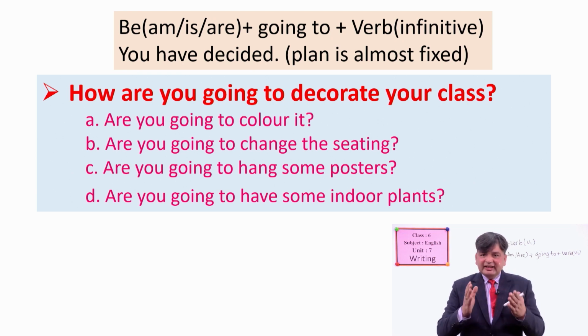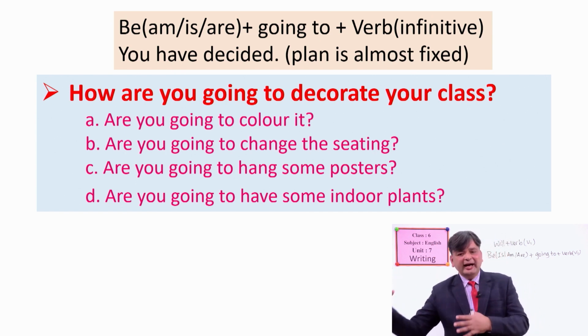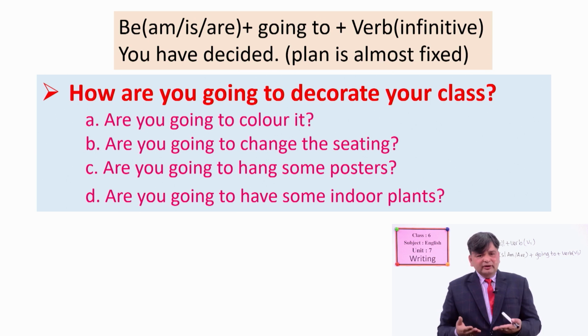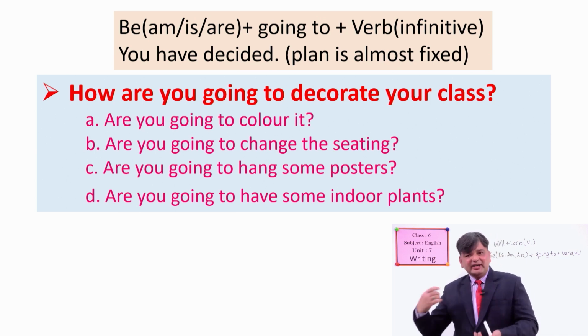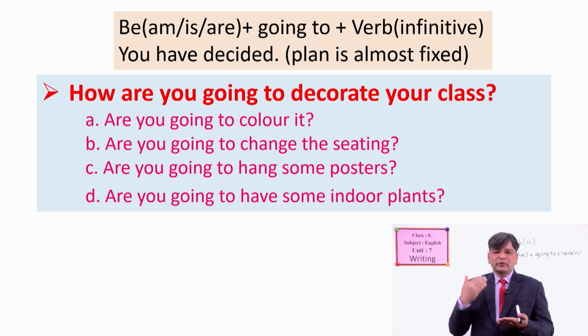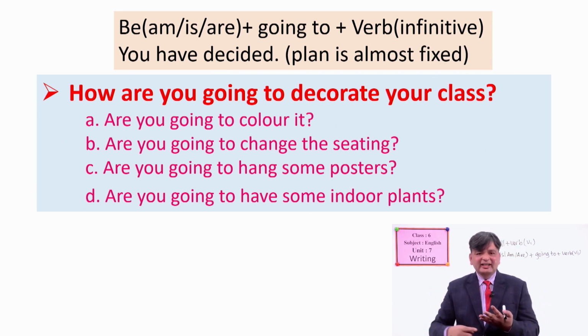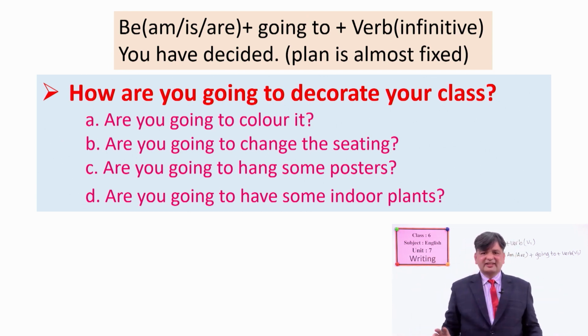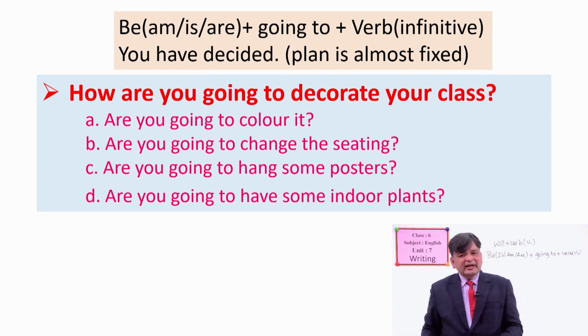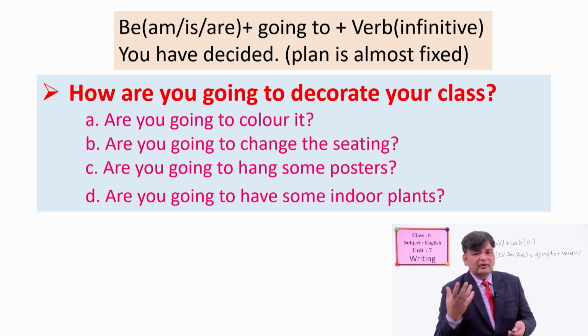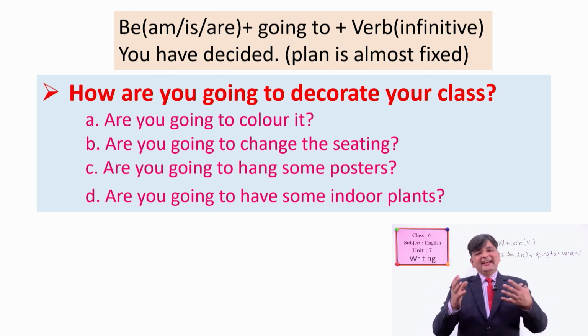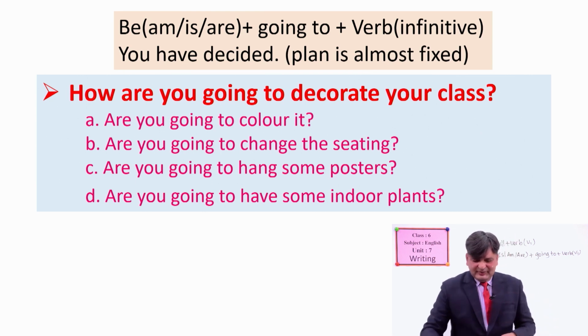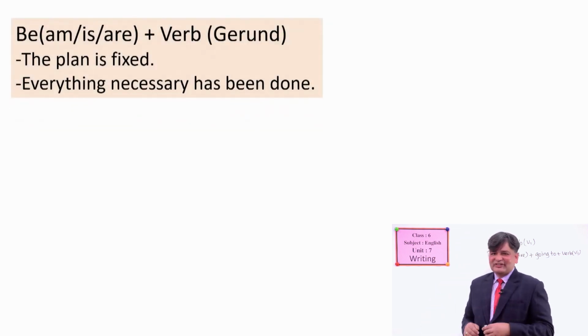And you say, express such kind of things when you have already discussed and you have decided to have these things, okay? So you have already decided to decorate your class. That is the reason why you can say that we are going to paint it, we are going to change the seatings, we are going to hang some posters, we are going to have some indoor plants, right? So you said all these things because you have already decided, okay? So can we move to the next one?